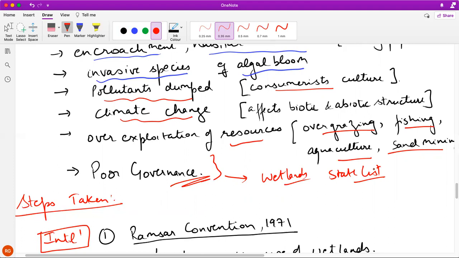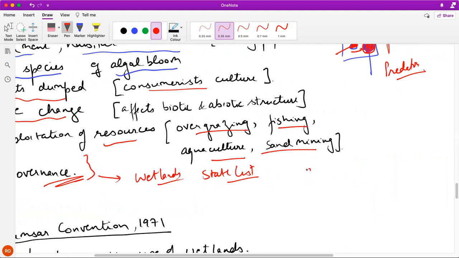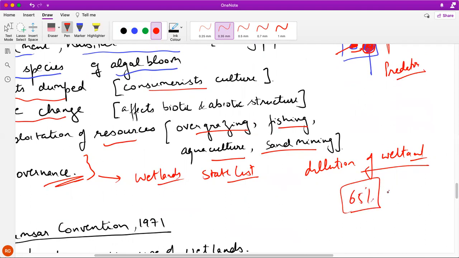Then also recently, what has happened? There has been dilution of the wetland definition. As I said earlier, rice fields were also included in wetlands, so they were under the conservation process. But now rice fields have been excluded. So with the change of wetland definition, 65% of wetlands have been excluded from the definition of wetlands. So they are out of the ambit of the conservation process. Okay.